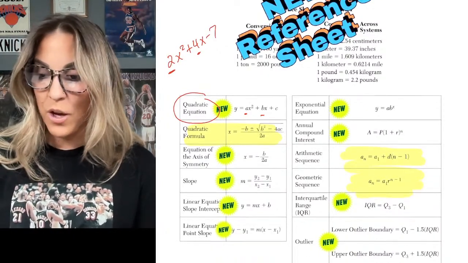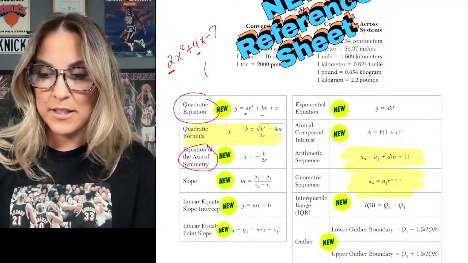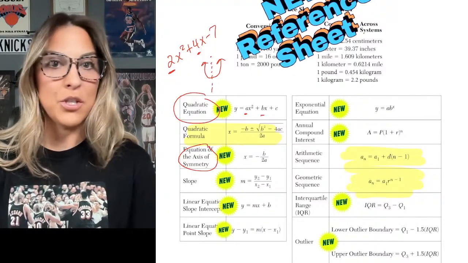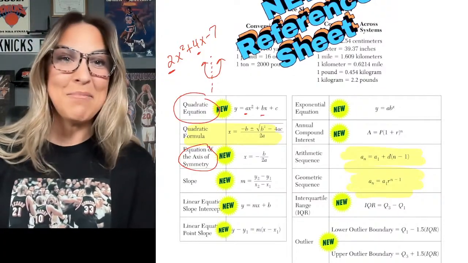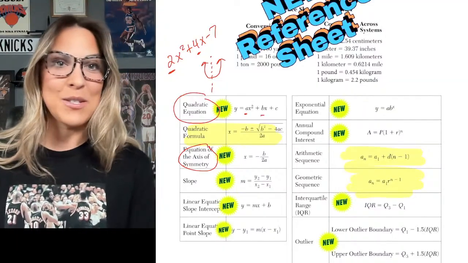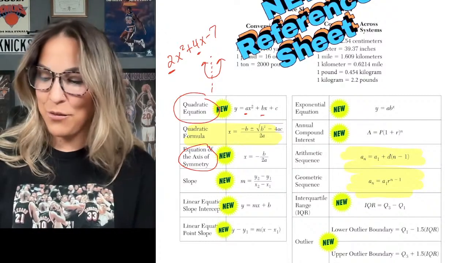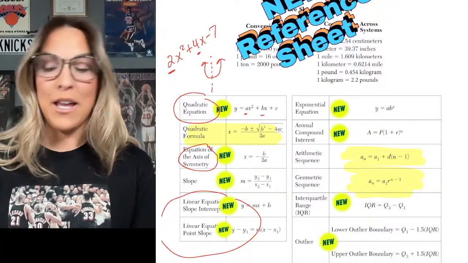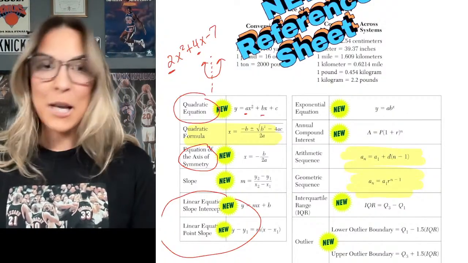You're also given the equation of the axis of symmetry. So that is the line that splits. So if you have a parabola, the axis of symmetry is the vertical line that's going to split it symmetrically in half. So you have that. You have slope, which I think is crazy because 8th graders in New York have the slope formula memorized. But if you don't, well, they just made it a lot easier for you to pass this Regents. I think these are crazy as well, but good for you guys. They gave you the linear equation both in slope-intercept form and in point-slope form.